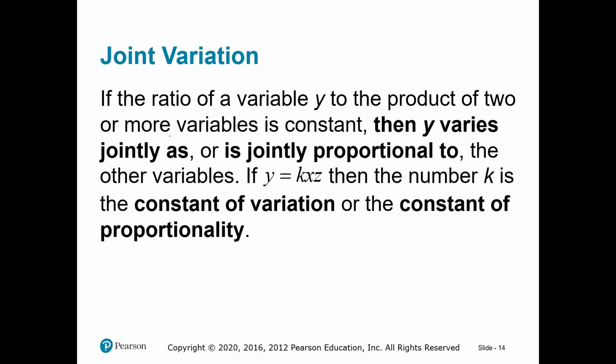If the ratio, remember what ratio means? If the ratio of a variable y to the product of 2 or more variables is constant, then we say y varies jointly, or it's jointly proportional to the other variables. So, varies means equals k. Y equals k. Jointly still means multiplication. It's their way of getting us to do 2 multiplication problems, which is why we have it times these 2 variables. And once again, the constant of variation is that k.